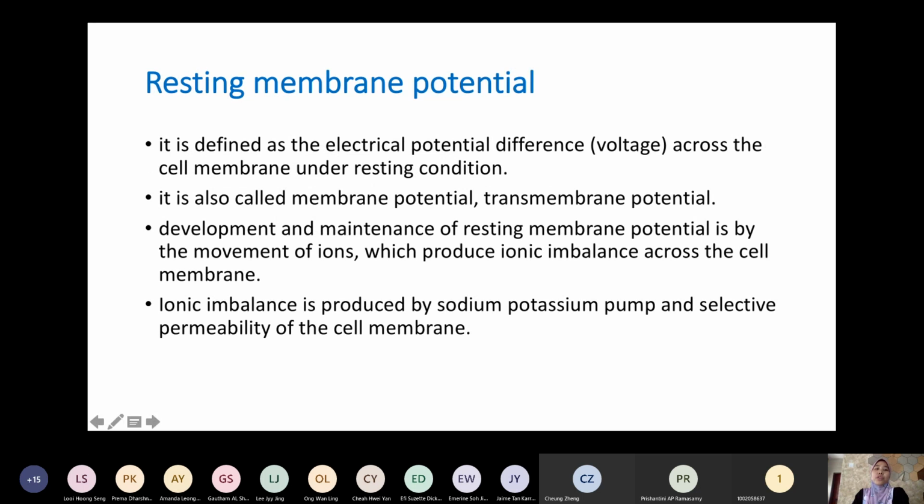Alright, so now let's move on to the resting membrane potential. The resting membrane potential is the electrical potential difference across the cell membrane under resting conditions. Right now, as I'm talking, I'm having action potentials in my body, especially the muscles around my mouth. So if you are in a resting state, our body is actually in a state of negative charge.